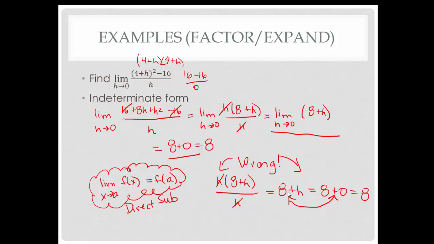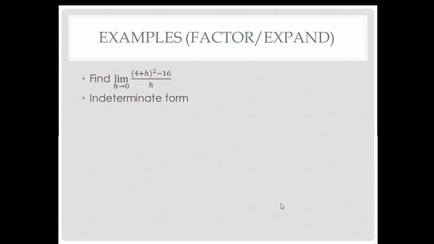You just told me that 8 plus h is the same as 8 plus 0. Not last time I checked, it's not. They're only equal if h is equal to 0. So you cannot drop out that limit until you directly substitute.